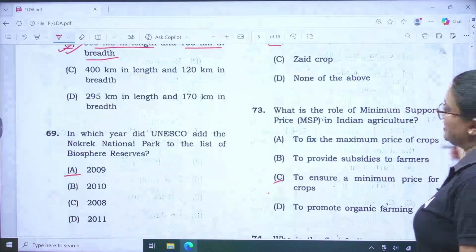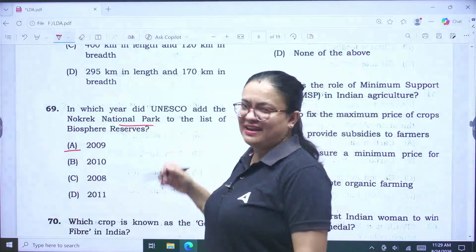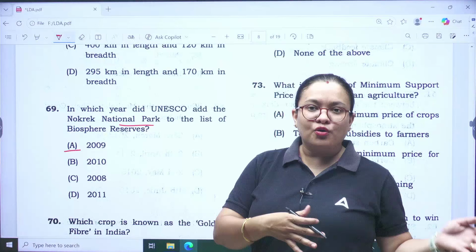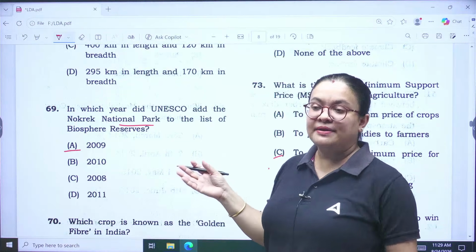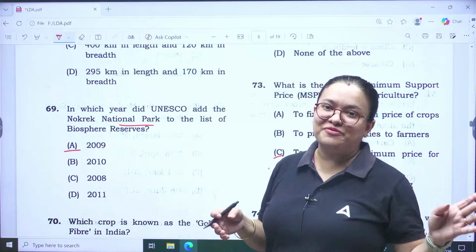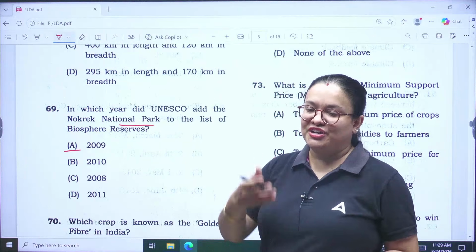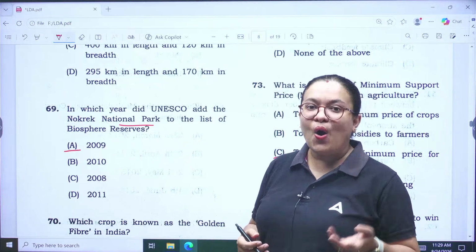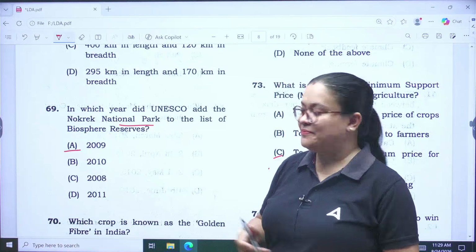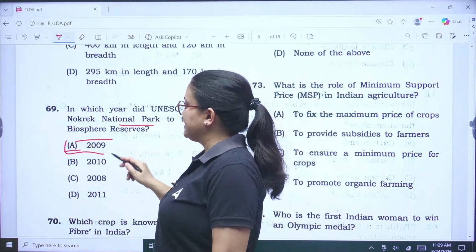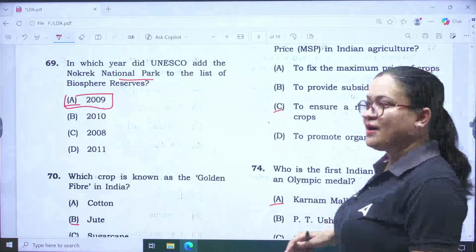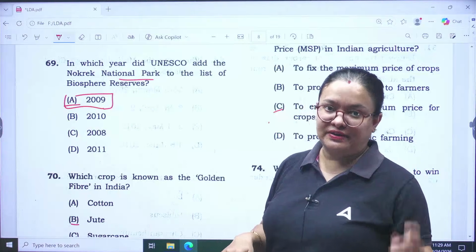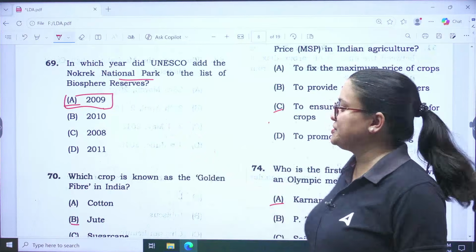Next. In which year did UNESCO add Nokrek Park? This I have done. If you have seen my question sessions, many of the questions have come common, from the GK part and from computer. All have come common, both for our paid batch and for whoever has seen our classes. All have benefited from our classes as well, right? So yes, it was the year 2009, Biosphere Reserve. It was added as Nokrek National Park. I have also mentioned the total biosphere reserves when I was teaching this particular topic.